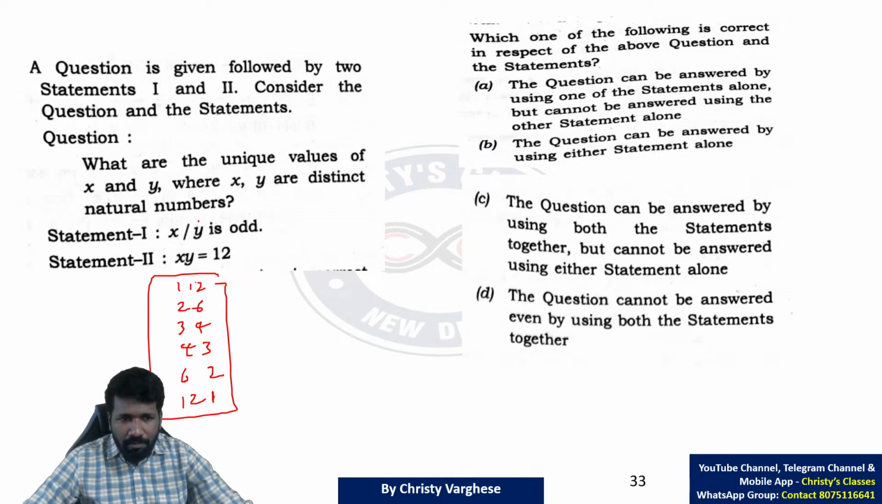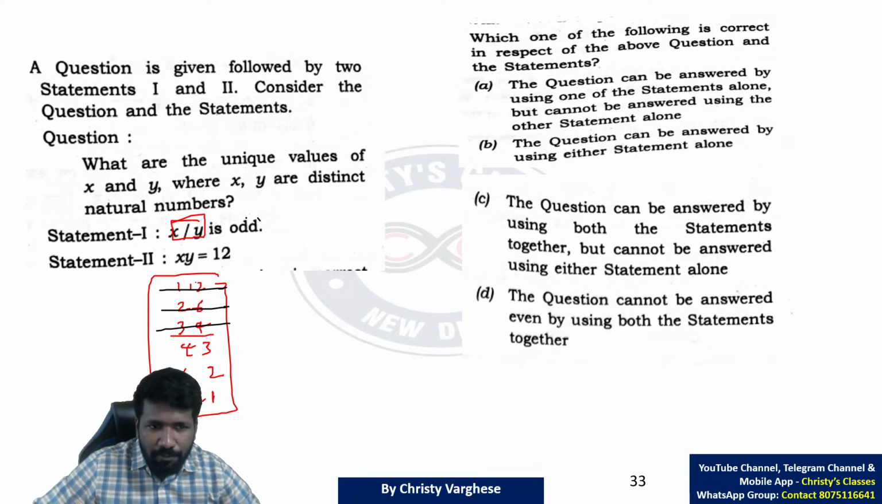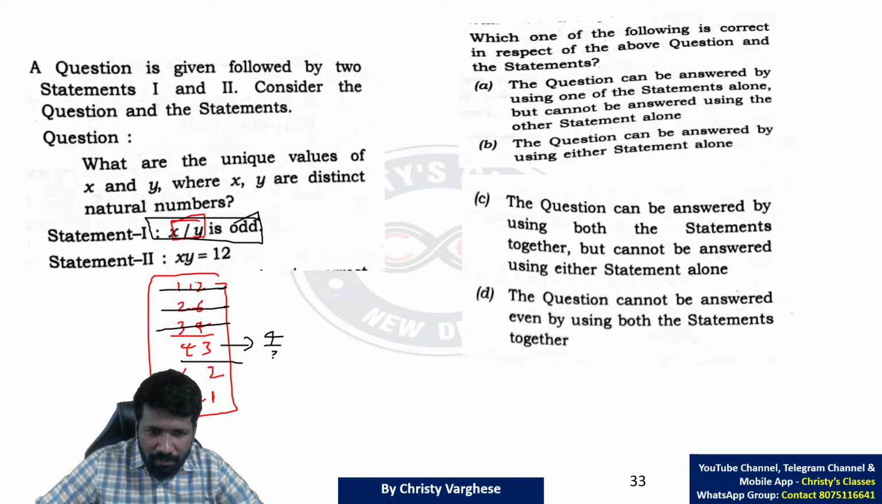Now using statement 1, x by y being odd, smaller number by bigger number is not possible, because that will give you a fraction only. Denominator bigger means it's a fraction. So 1 by 12, 2 by 6, 3 by 4 is already eliminated if you use statement 1. But what about the fourth case, 4 by 3? 4 by 3 is not odd number. 6 by 2 is 3, that is odd number for this case. 12 by 1 is 12, that is even number.